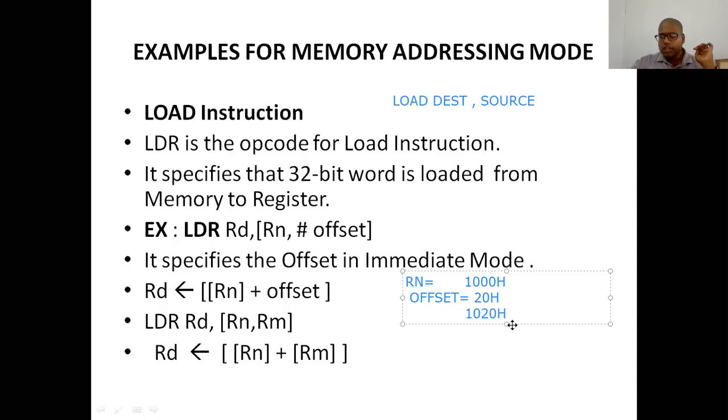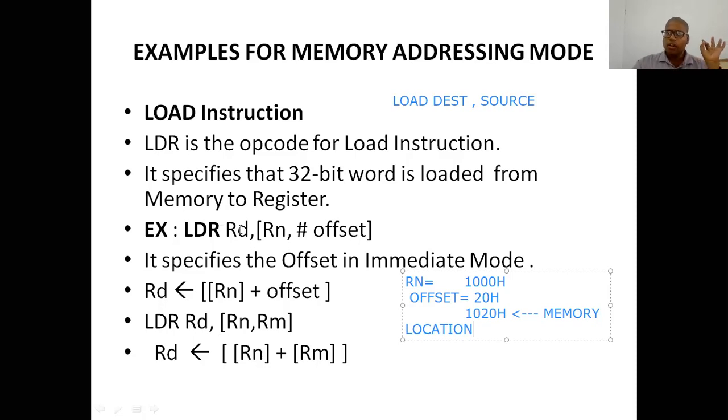Now I will consider this 1020 as a memory location. Whatever value is present in this particular 1020H will be loaded into the register RD. For example, if I have 50 in this memory location, that 50 is going to be dumped into the register RD. So this is about the load operation.